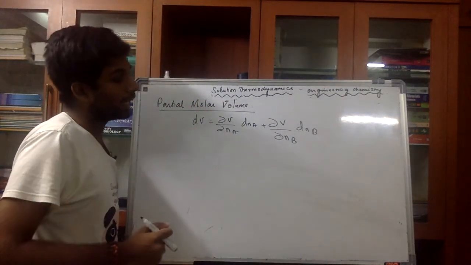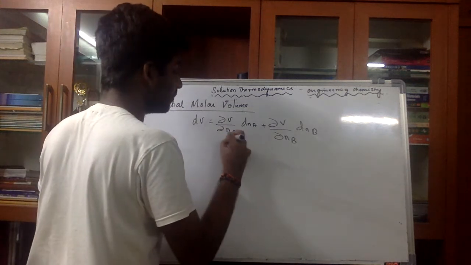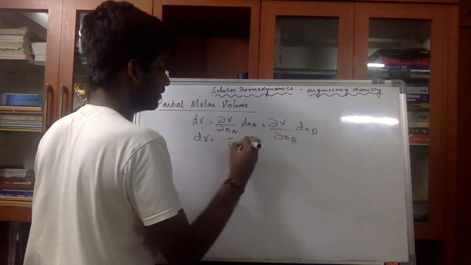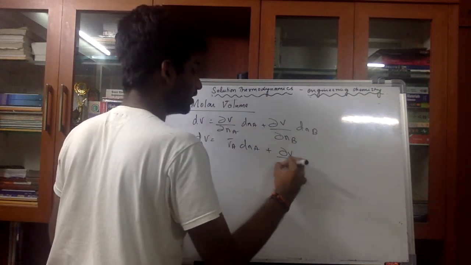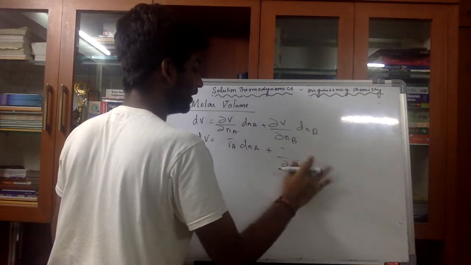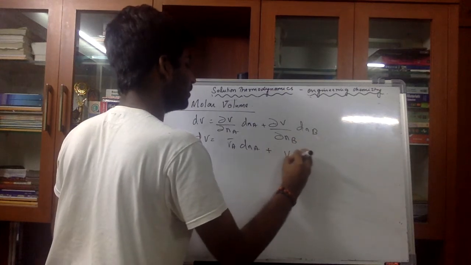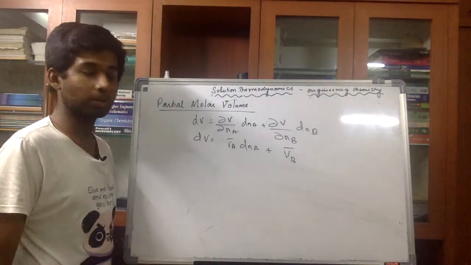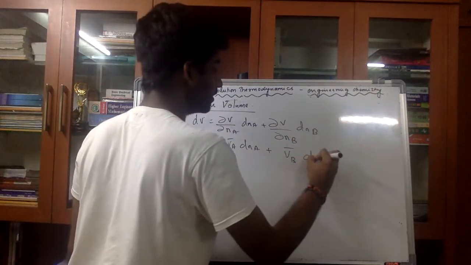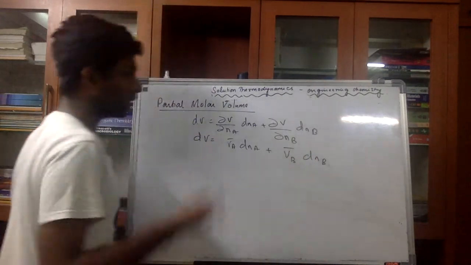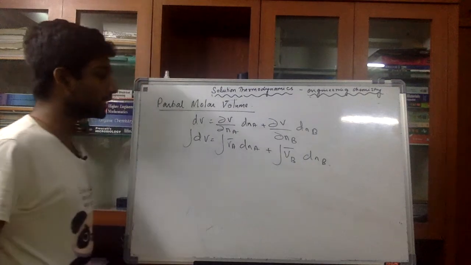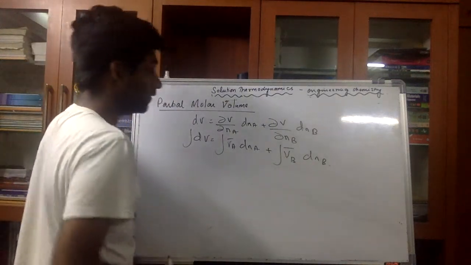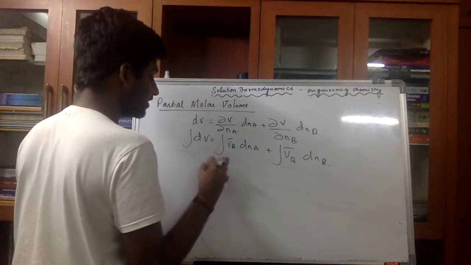Okay. So now dou V by dou Na, I can write it as VA bar, and then I have dNa, and then dou V by dou Nb, I can write it as VB bar, because it is supposed to be the partial molar volume. Okay, we have learned that property. So now dNb. Okay, so now I can take the integral on both sides and find the actual value.